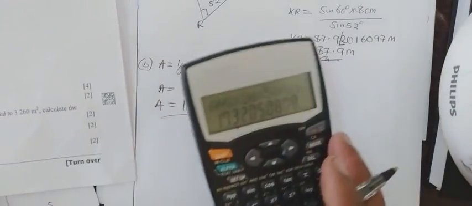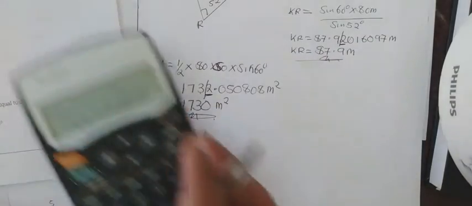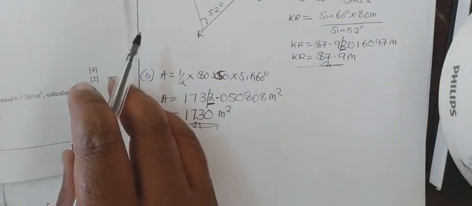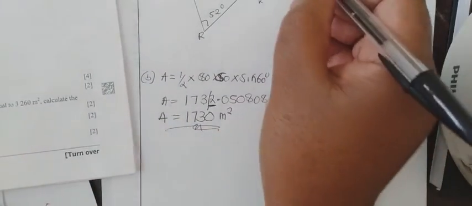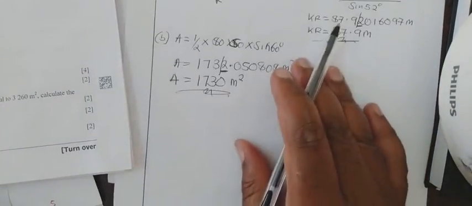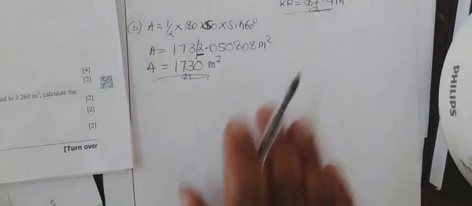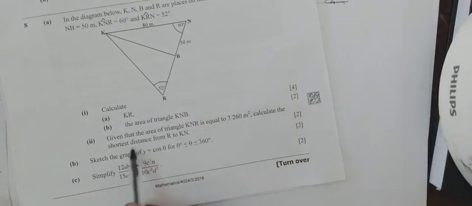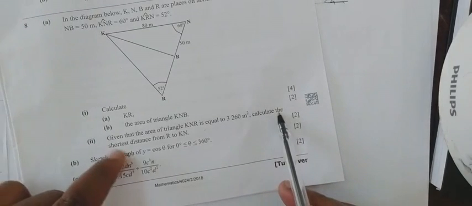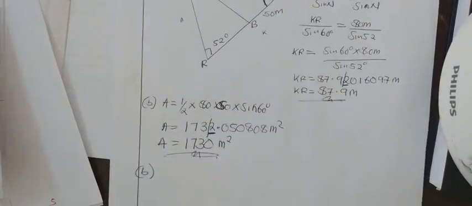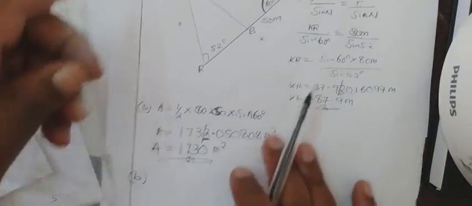Then let's go to B, because this was under Roman numeral 1. Roman numeral 1 has got A and B. So now we go to B. Given that the area of the triangle KNR, now the bigger triangle, is this one, find the shortest distance from R to KN. Alright? We want to find the shortest distance from R to KN.